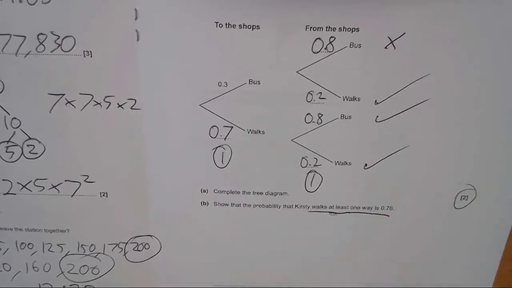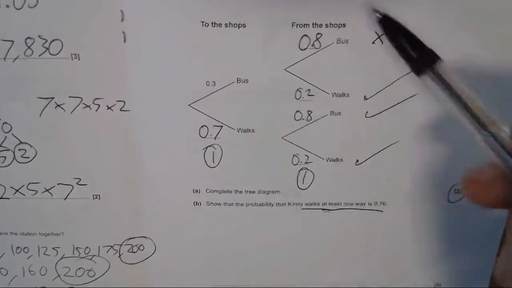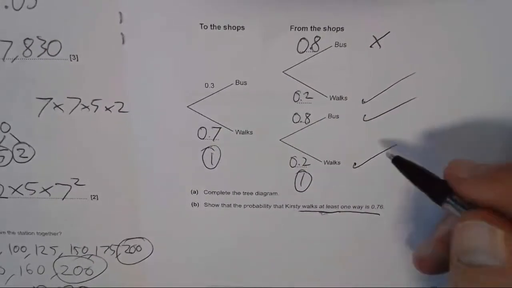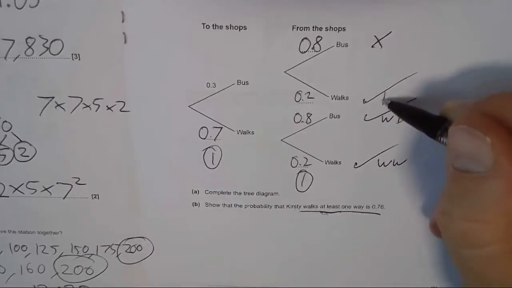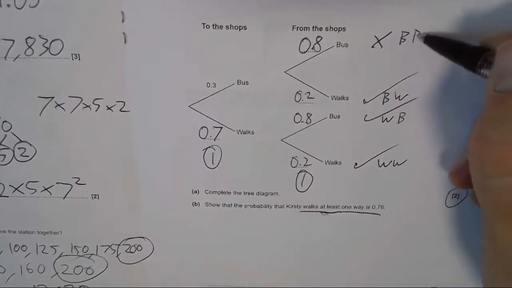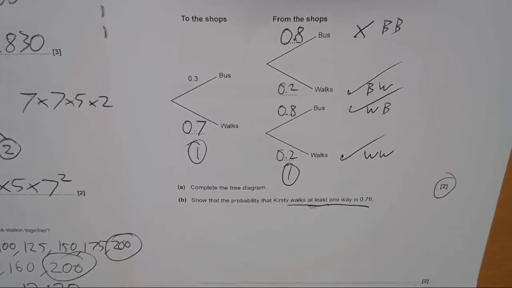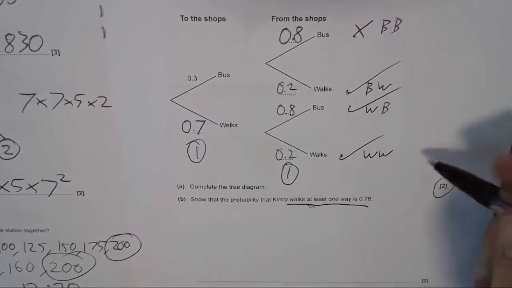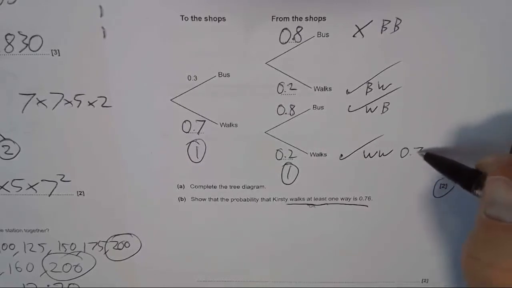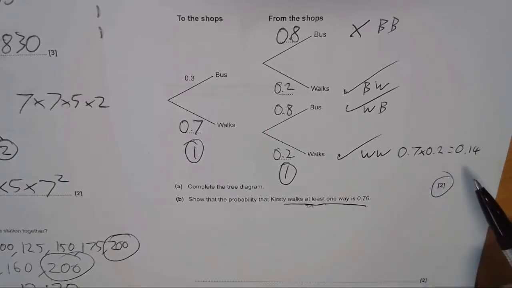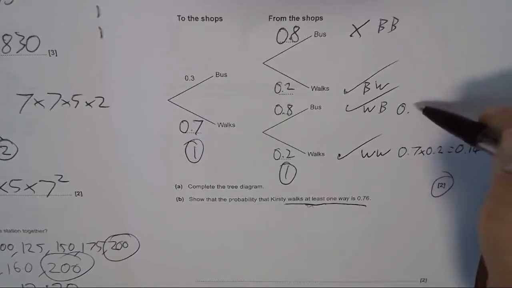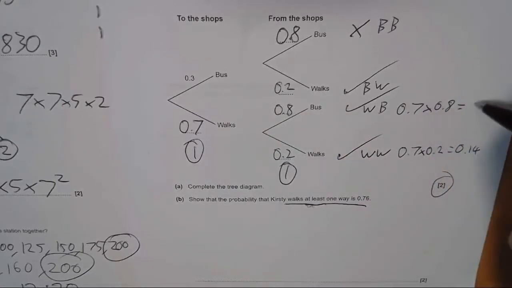So there's 2 ways of doing this. With tree diagrams, we're going to multiply along the branches. So we've got walks and walks, walks and bus, bus and walks, and bus and bus. I'm going to show you both ways that you could work this out. 0.7 times 0.2 is 0.14. So that's the chance of walking both ways. Walk and bus is 0.7 times 0.8, which is 0.56. So that's the most likely thing that would happen.